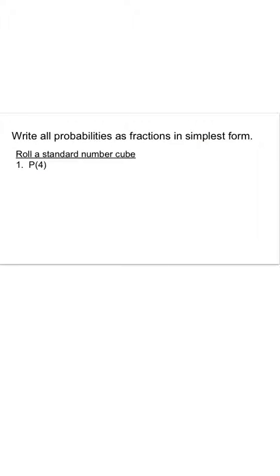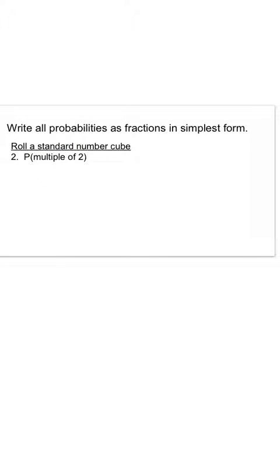On the simple probability worksheet, you're going to write all probabilities as fractions in simplest form. For the first couple, you're going to roll a standard number cube. So first you have to think about how many sides or chances there are. On a standard number cube, you have 6 sides. So you know that the fraction is going to be with a 6 at the bottom. If you have a 1, a 2, a 3, a 4, a 5, and a 6 on this cube, that means 4 is only there once, and you have 1/6 probability of rolling a 4.